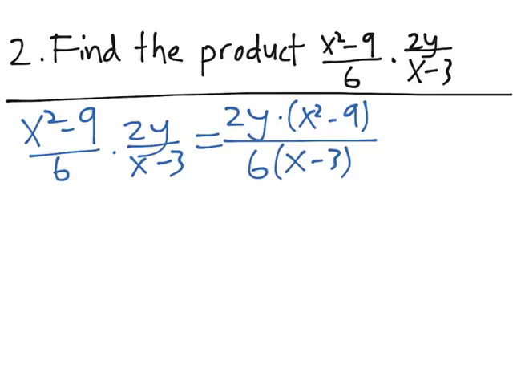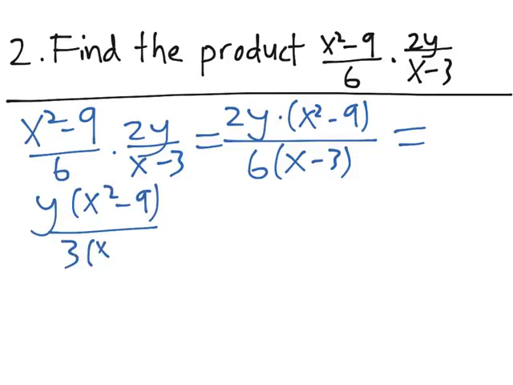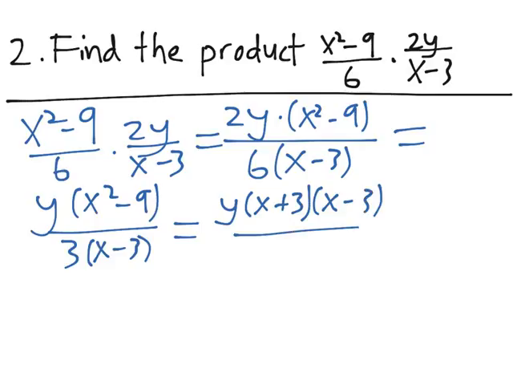First, notice that 2 and 6 can both be divided by 2, which would leave us with y times x squared minus 9 over 3 times x minus 3. But is this in simplest form? Notice that x squared minus 9 can be written as x plus 3 times x minus 3. And we end up with this.